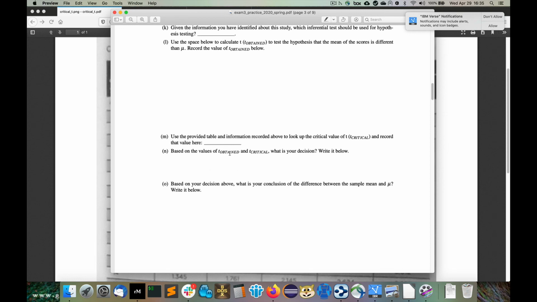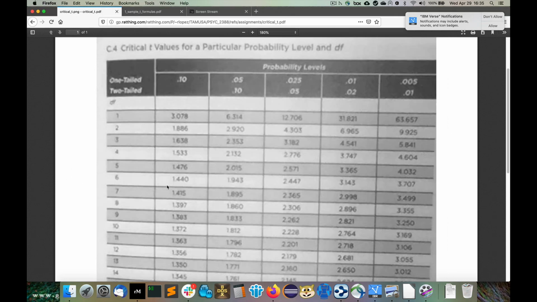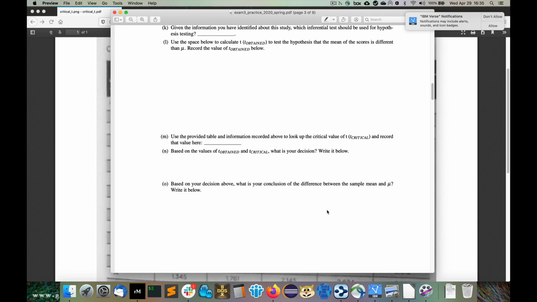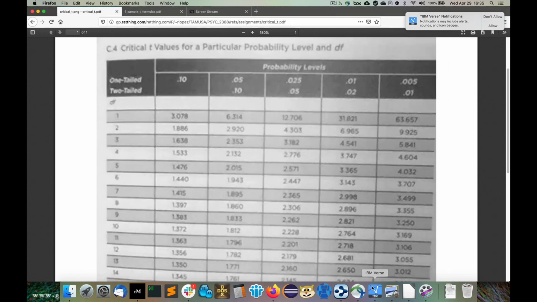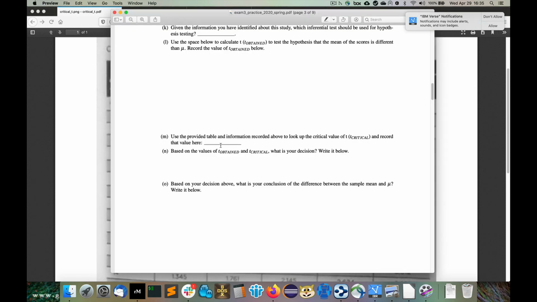So now you have two numbers to compare. You have the value of t obtained, which is 8.43, and you have the value of t critical, which is 2.365. Now you compare the two and you make a decision. If the value of t obtained, the value that you calculated from the data, is bigger than the value that you get from the table, you reject the null hypothesis. If, on the other hand, the value that you calculated is equal to or smaller than the number you got from the table, you fail to reject the null hypothesis.